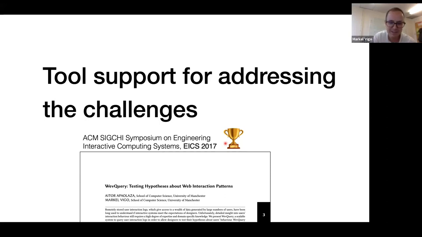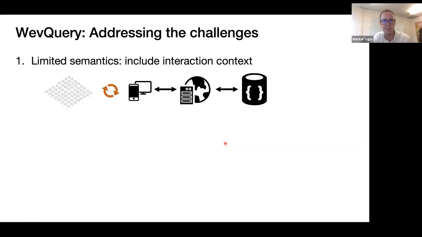So this tool aims at addressing these challenges, and while it is useful for all the populations, it is more beneficial to those who are not data savvy, and makes data science more democratic, I would say. So the first problem was about limited semantics. There's very little knowledge in each data point, right?